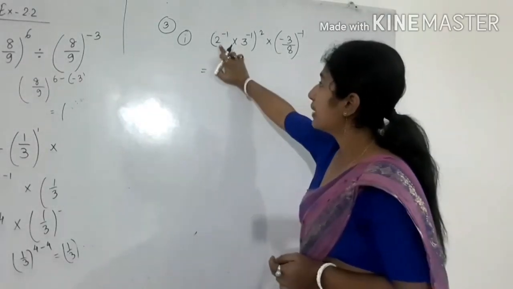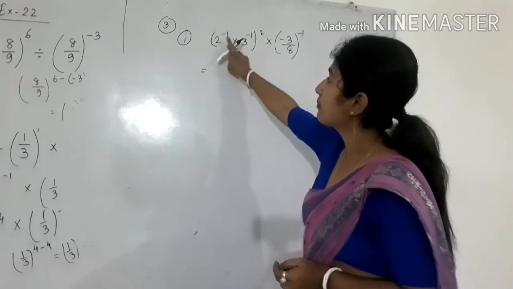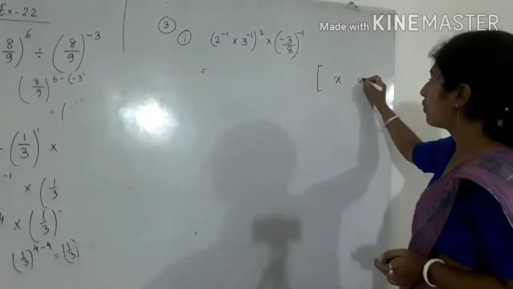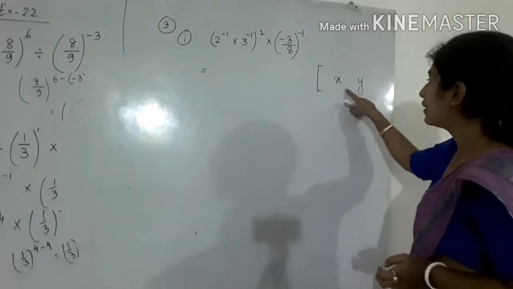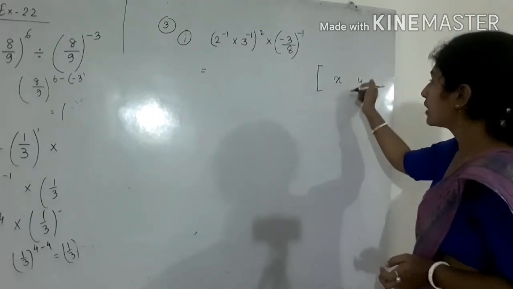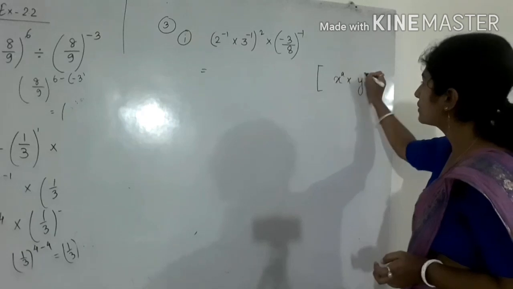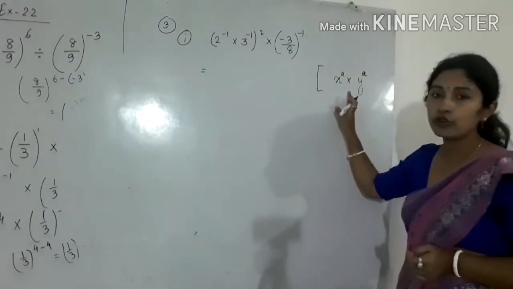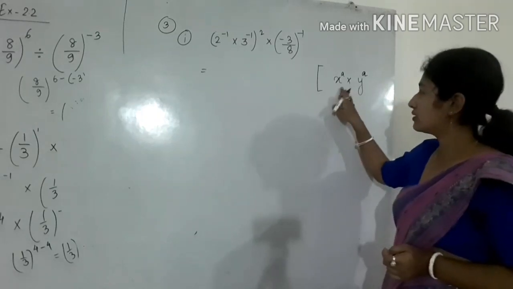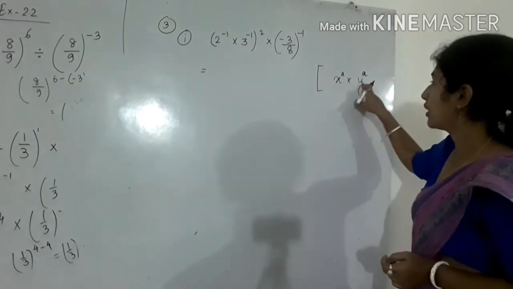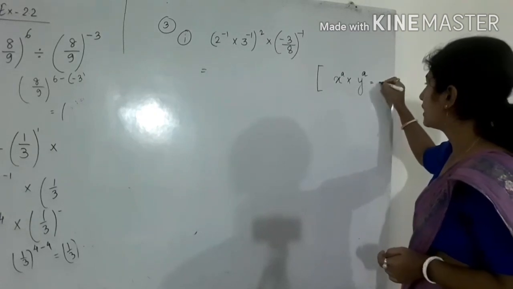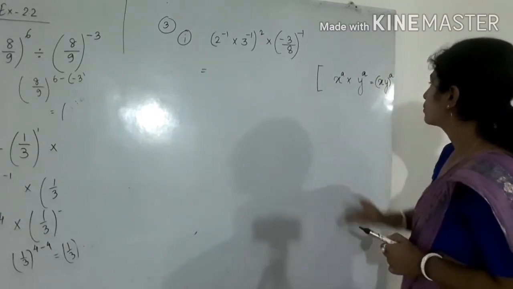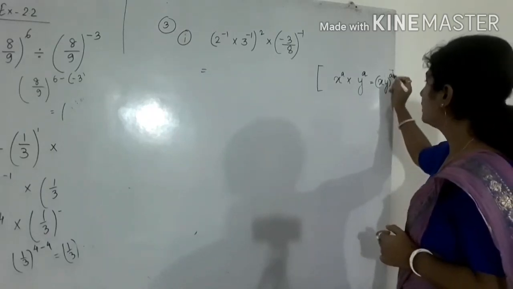First of all, the base is different but the power is same. Since the base is different, you have to take two different terms in the base, with a multiplication symbol, and the power is same. I think the fourth law was this one: x to the power a into y to the power a, we can write as (xy) whole to the power a. So you have to apply this law.